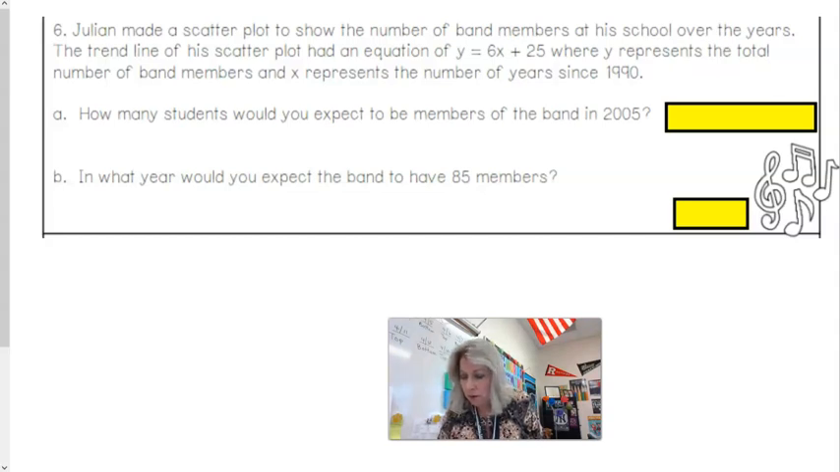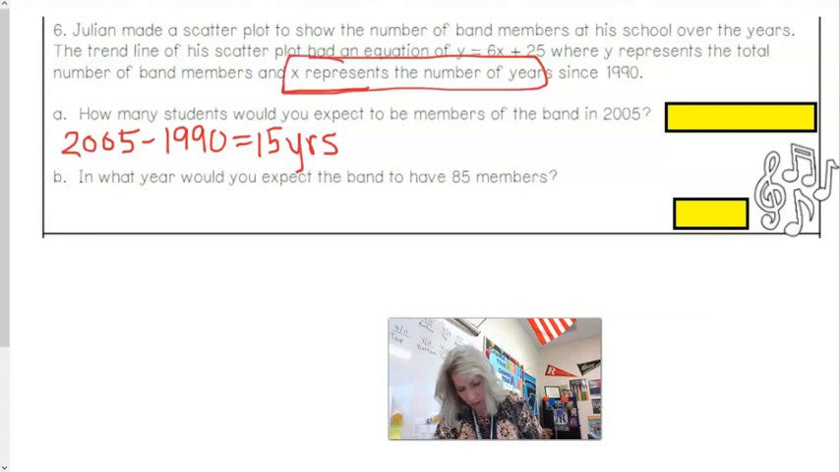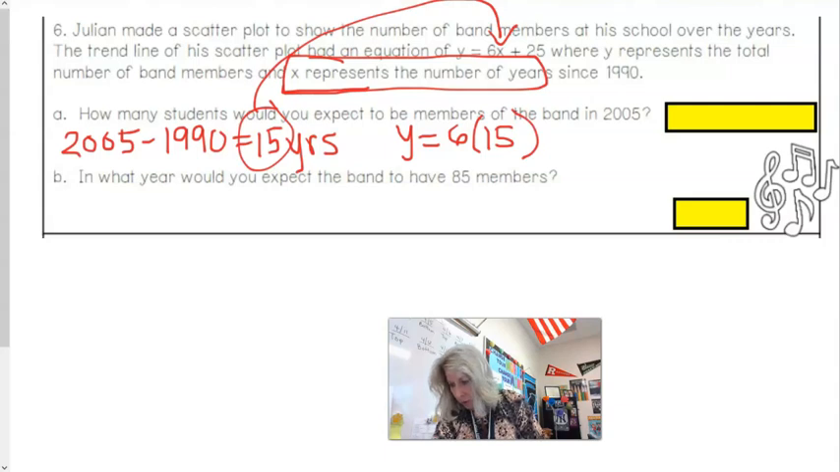So it looks like 15 years. So I take the year 2005 minus the year 1990, and I get 15 years. And then what am I going to do with those years? X represents the number of years since 1990. I'm going to plug in that 15 in place of x. So I'm going to say y equals 6 times 15, which is 90, and then I'm going to add 25. And it should come out to 115 students.